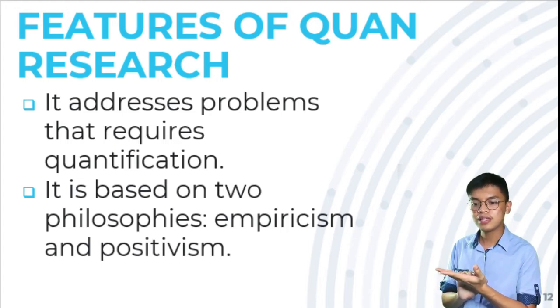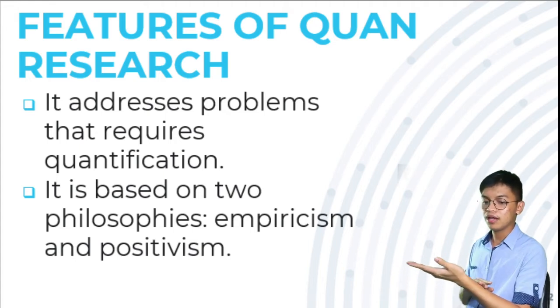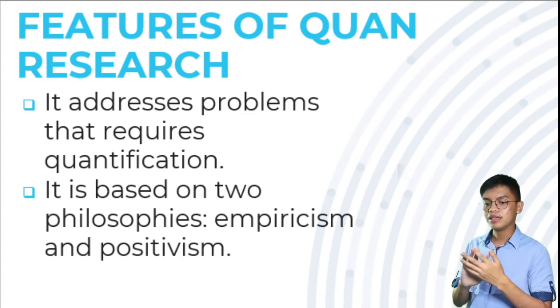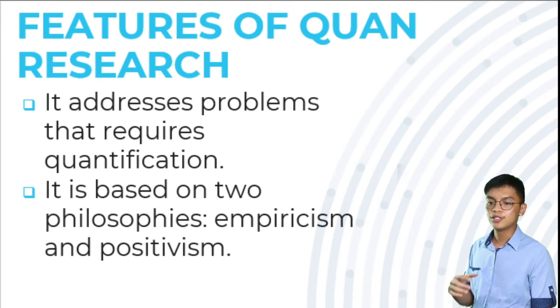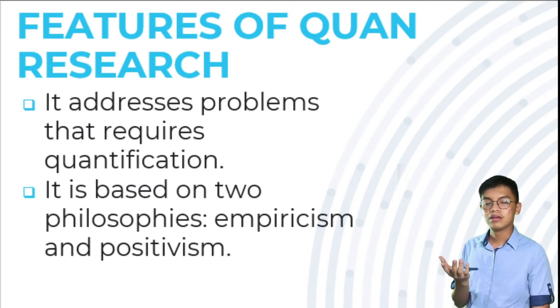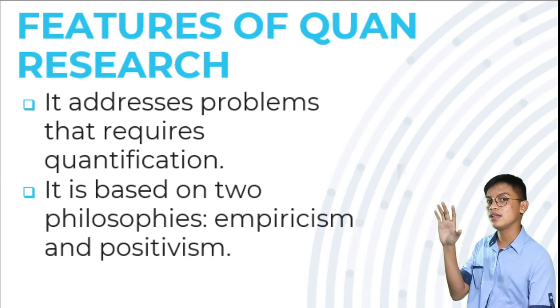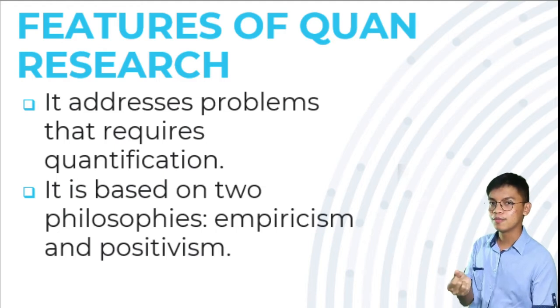This is because quantitative research is based on two philosophies. We have empiricism and positivism. These two philosophies both state that knowledge should be based on evidence. This is why empiricism and positivism are the guiding philosophies of quantitative research. It requires evidence. And what evidence do we need in quantitative research? Numbers. How do we get those numbers? Through measuring.